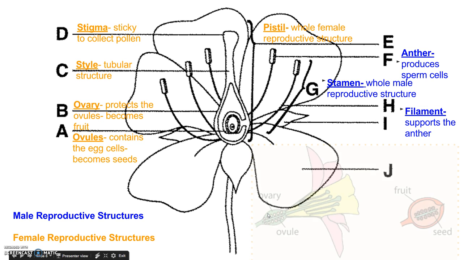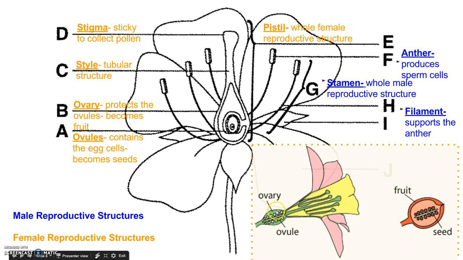Let's go ahead and see how you're doing so far. Here's a picture of the ovary and the ovules inside. And you can see how if the ovules are fertilized, okay, if those egg cells are fertilized, they'll turn into seeds, and then will be protected by the ovary, which becomes the fruit.